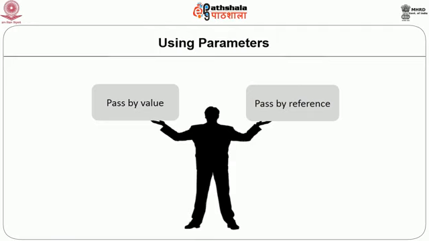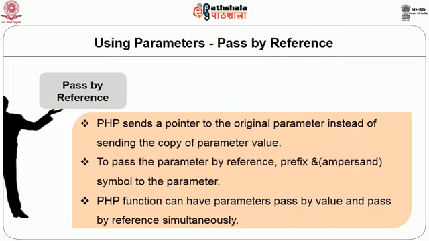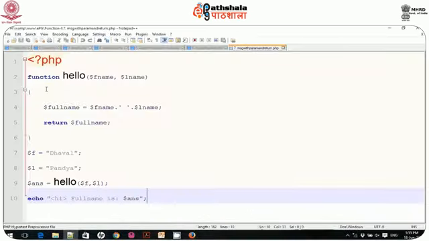By value is the default, if you do not specify. By value means the value will be copied, so the original value of your parameter is not changed. But when you say by reference, it will point to the location of the value, so you can change that value. Let me give one example of that. The example we have taken uses pass by value, so let me create one more function to demonstrate that.